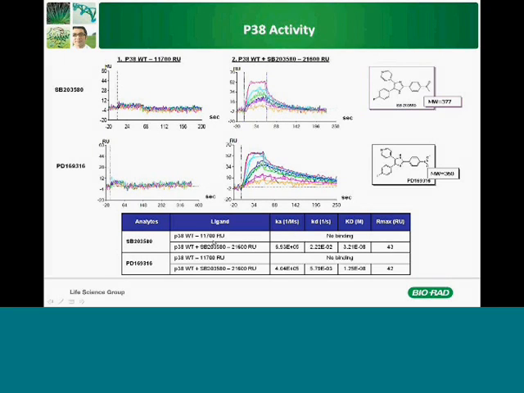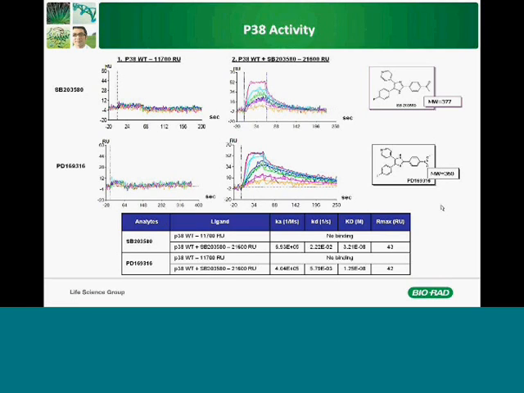and in the table below, you can see the binding constants, the Ka, Kd, and the affinity somewhere in the 30 or 10 nanomolar. And here on the right, you can see the scheme of those molecules, so you can really believe that they are small molecules.